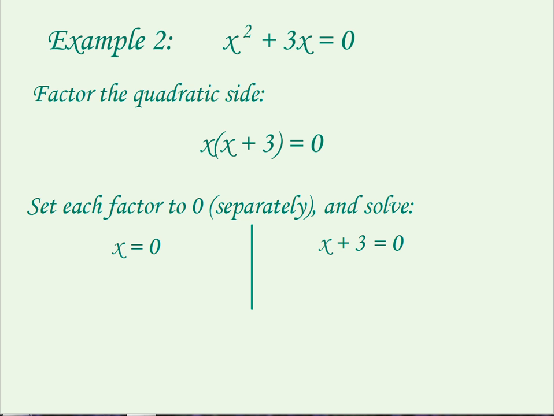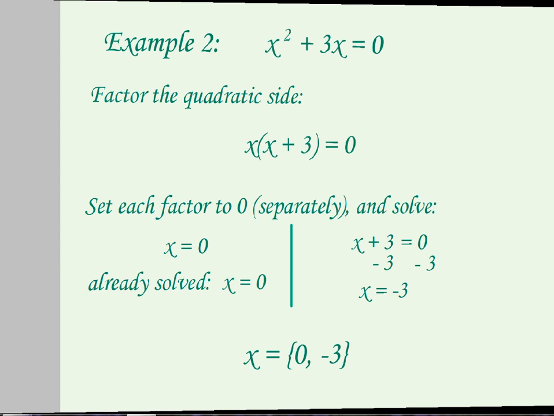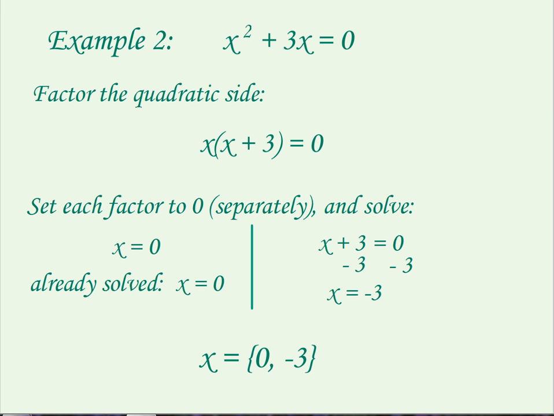On the left equation, there's nothing to solve for. X is already equal to 0. On the right-hand equation, when I subtract 3 from both sides, I get x equals negative 3. So there are my two solutions. I'm going to write them both as my answer. Notice I wrote them in braces to show that this is a set of answers. This is not a point, and these are not parentheses. They're the squiggly brackets called braces.